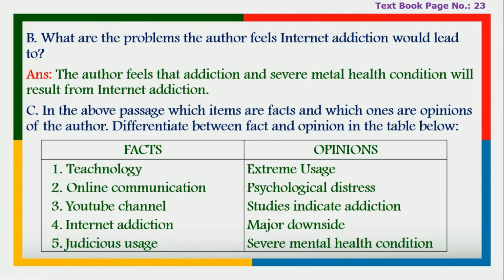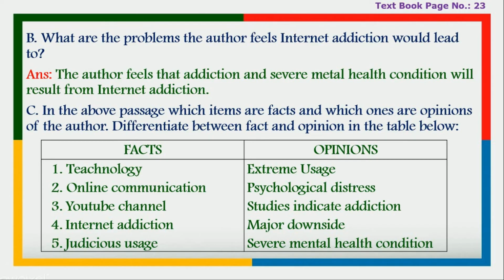Next, C. In the above passage, which items are facts and which ones are opinions of the author? Differentiate between fact and opinion in the table below. In the passage given on page 22 in the book, the author shares some facts and opinions. We are going to separate the facts and opinions and write them.